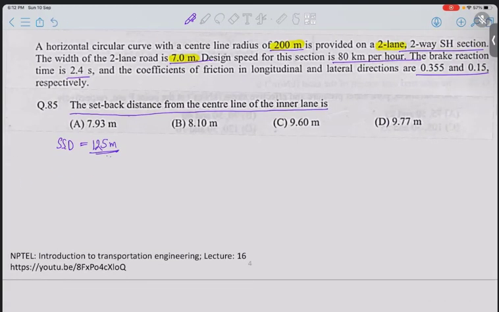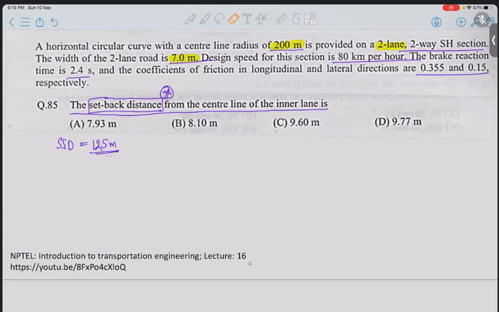So what is this setback distance? Why do we want to calculate it? What do you guys think? What is this setback distance? We can go on, apply the formula, get things done, but what do you think physically? Why do we even need setback distance?